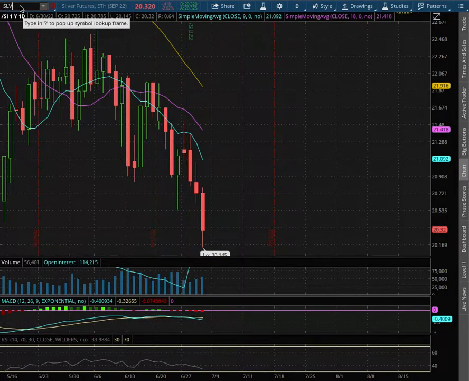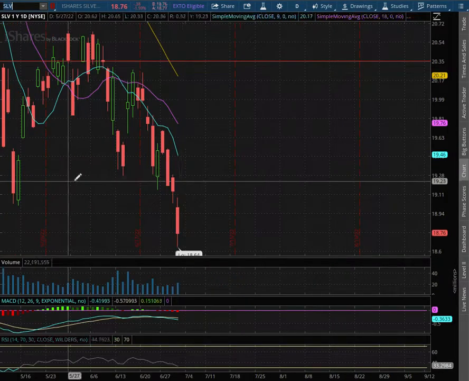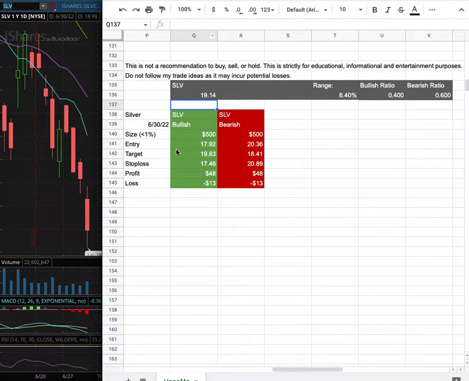And as with the trade idea, I'll be trading SLV. My trade position size is less than 1% of my portfolio. My long entry is at $17.92. My sell target is at $19.63. My stop loss is at $17.46.